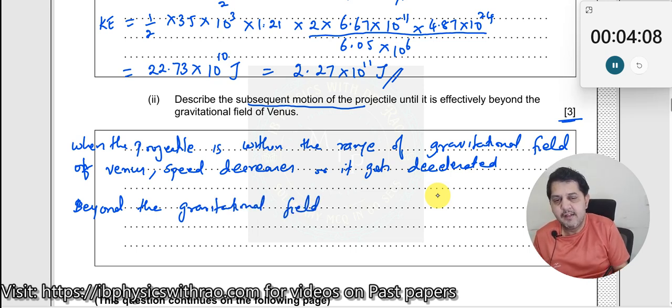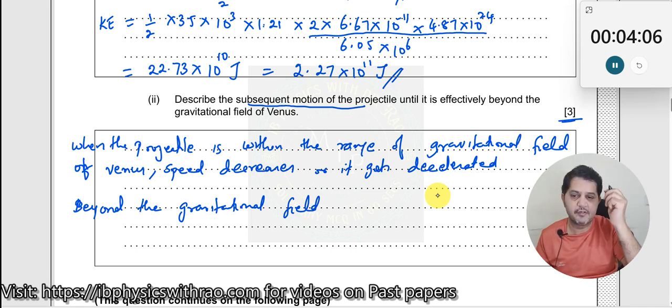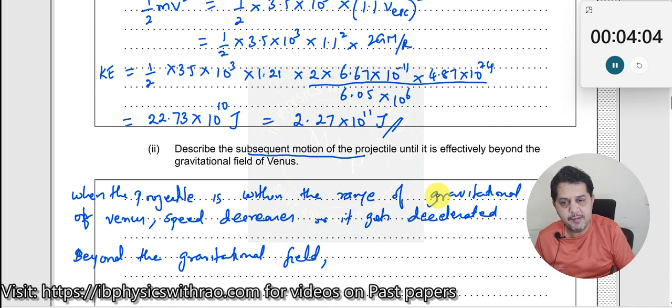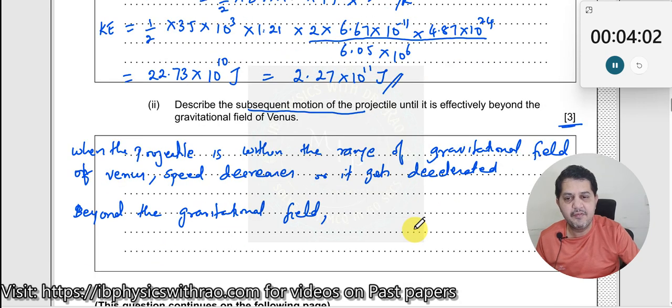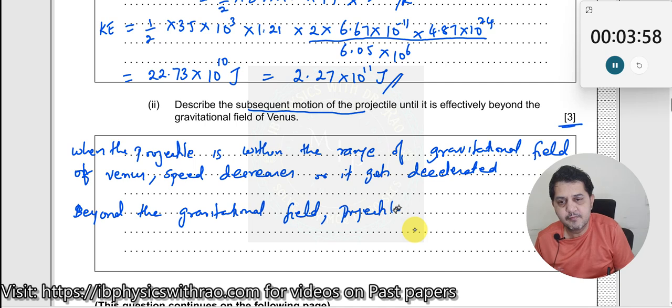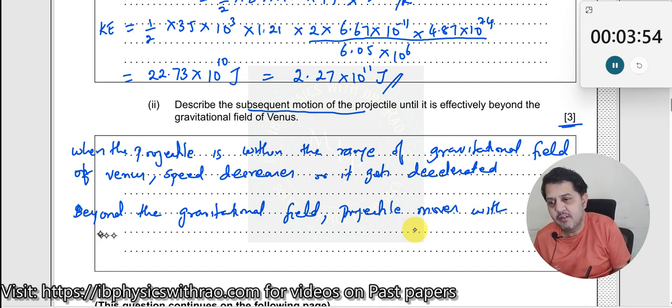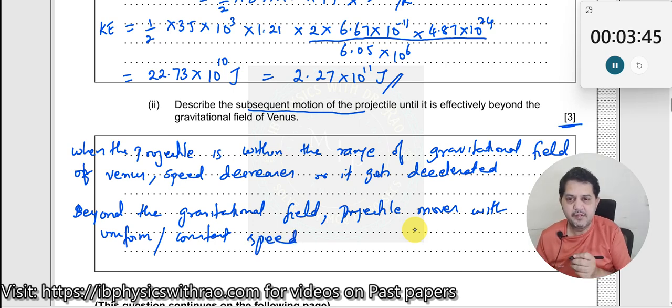what happens? There's nothing to pull it back, nothing to force it also, right? Beyond the gravitational field, what happens? It will start moving with uniform velocity. The projectile moves with uniform or constant speed. Okay, so we are done with this, right? So this will give you 3 marks.